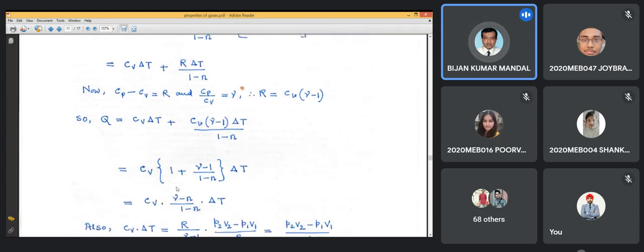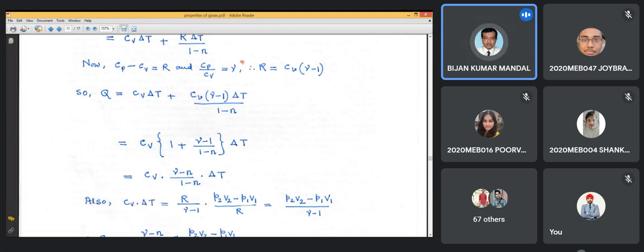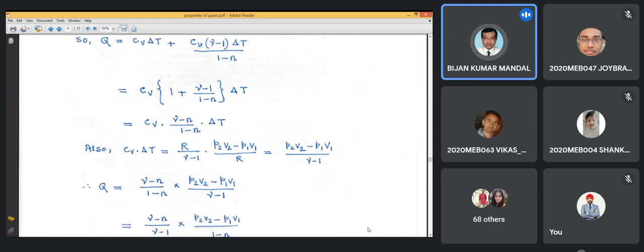Then let us take Cv common between them. So what is left? Cv and delta T are taken common, but we are writing on the left and right side. So basically 1 is left here, and here is left gamma minus 1 into 1 minus N. And if you simplify whatever is within the second bracket, that comes out to be gamma minus N by 1 minus N, and on the left side Cv and delta T. Also, Cv into delta T is equal to R by gamma minus 1.